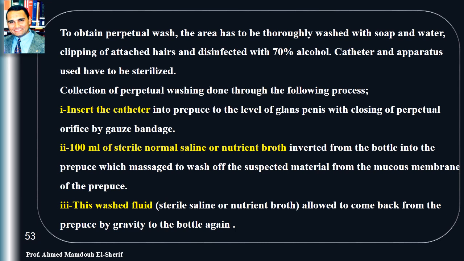Number 1. Insert the catheter into the prepuce to the level of the glans penis, closing the preputial orifice with a gauze bandage. Number 2. 100 ml of sterile normal saline or nutrient broth is inverted from the bottle into the prepuce, which is massaged to wash off the suspected material from the mucous membrane of the prepuce. Number 3. This washed fluid, sterile saline or nutrient broth, is allowed to come back from the prepuce by gravity to the bottle again.